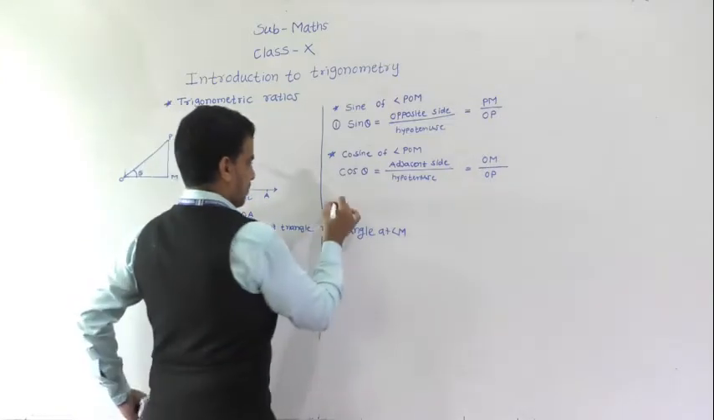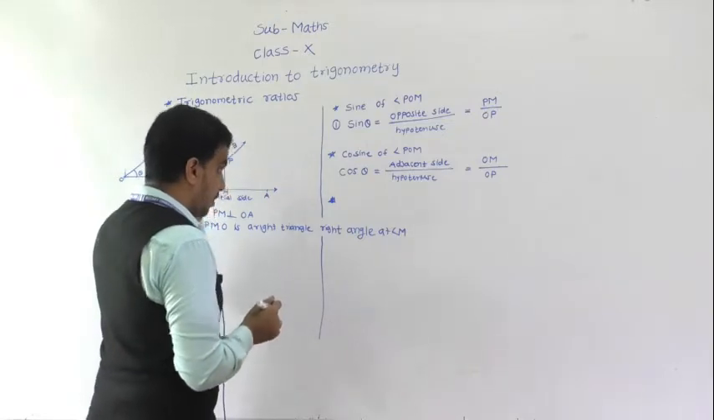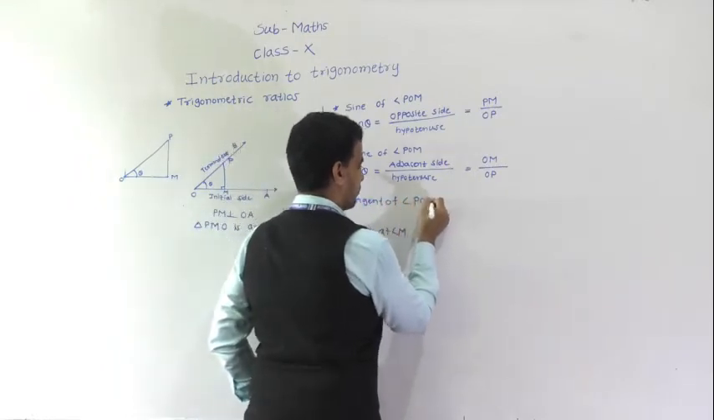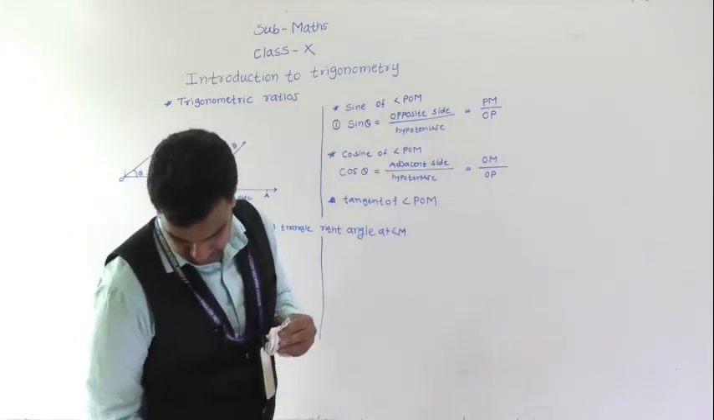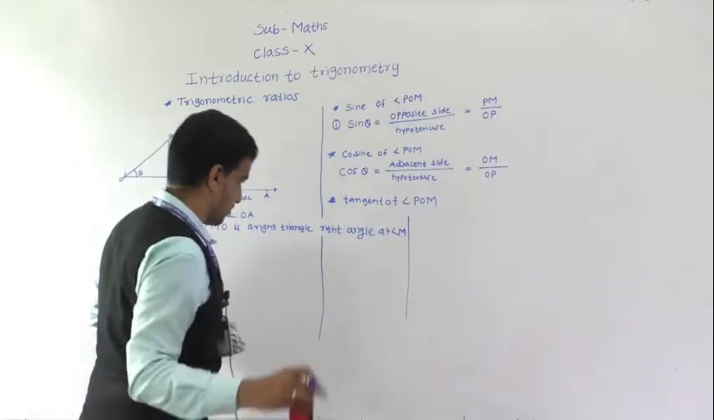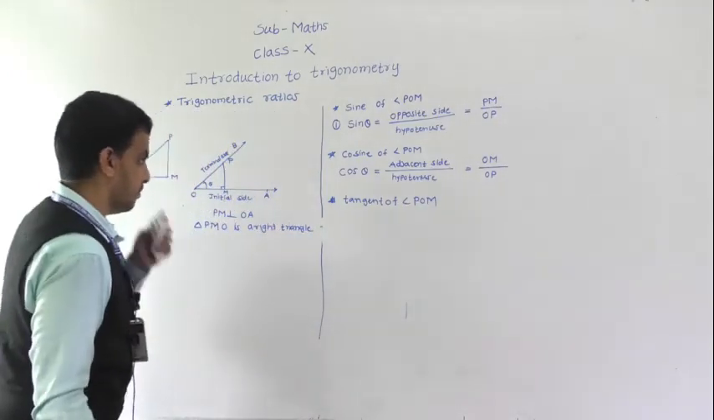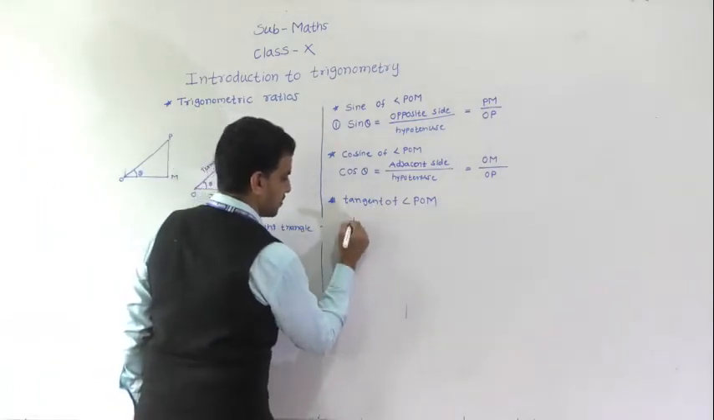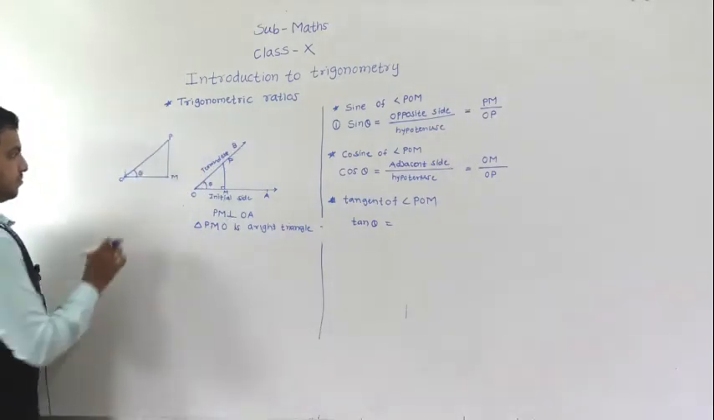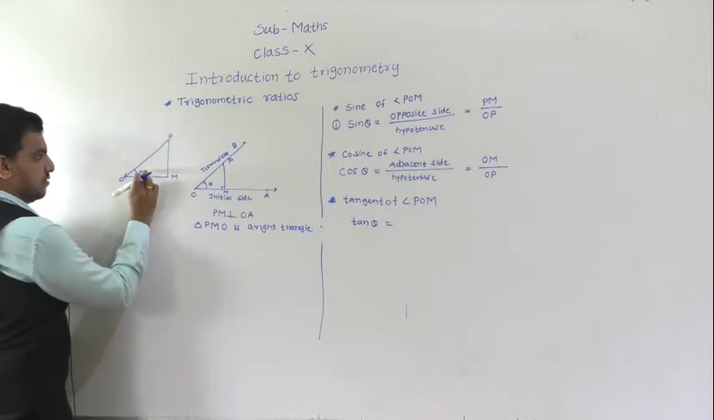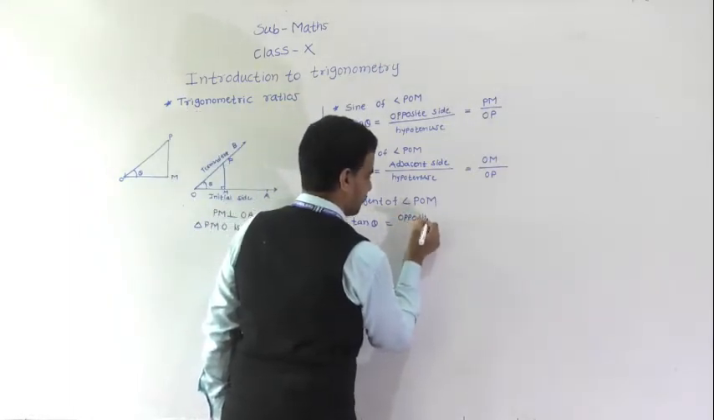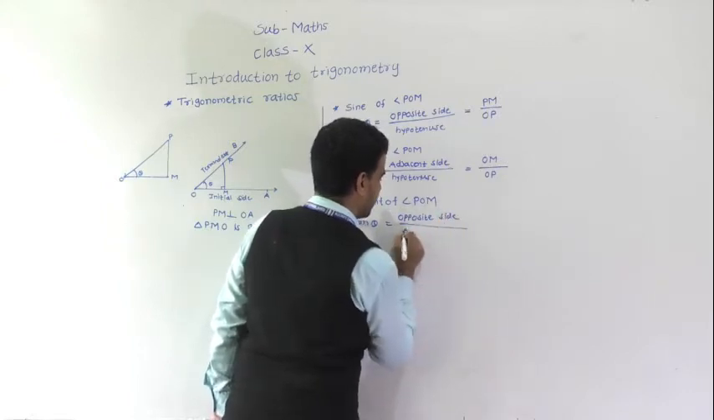Then the next ratio is the tangent of angle POM. How do we denote this? The tangent of POM we can write as tan, in short, tan theta. So tan theta is equal to, the definition of tan theta is opposite side upon adjacent side. So tan theta is equal to opposite side upon adjacent side.